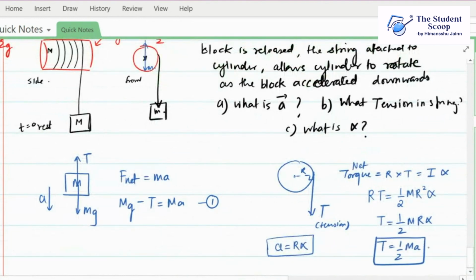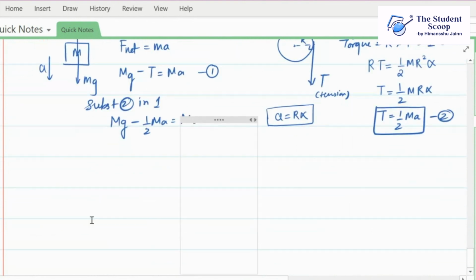This is equation 2. So if we substitute 2 in 1, what will we get? We'll get mg minus half Ma is equal to capital Ma. And if we solve this for A, what you will get is mg equal to 3 by 2 Ma. And in that case, we will get A to be equal to 2g by 3.